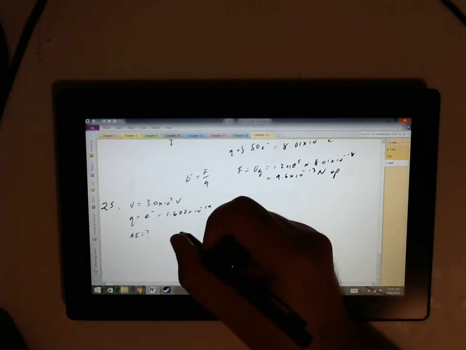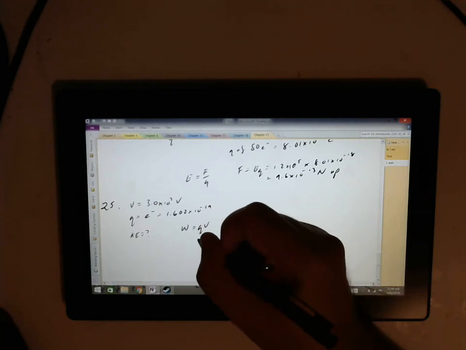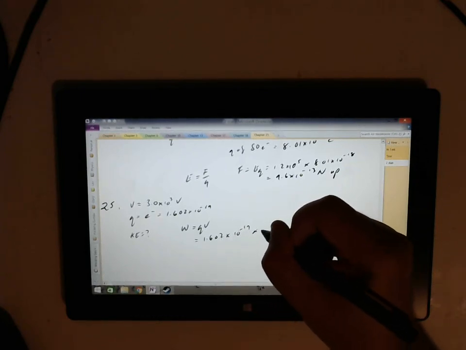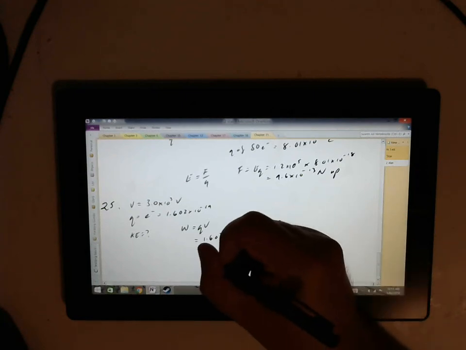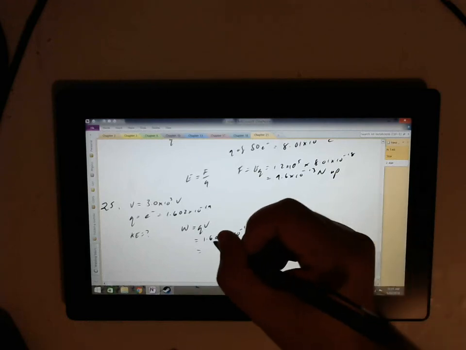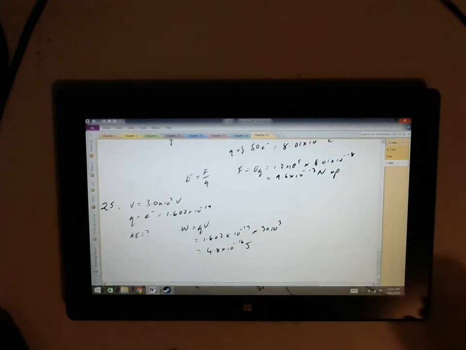What we'll find is that work equals Q times V equals 1.602 times 10 to the negative 19 times 3 times 10 to the 3. 1.602 times 10 to the negative 19 times 3,000 gives me 4.8 times 10 to the negative 16 joules. And this will be exactly the same amount of what we're looking for, the kinetic energy it'll have as well.